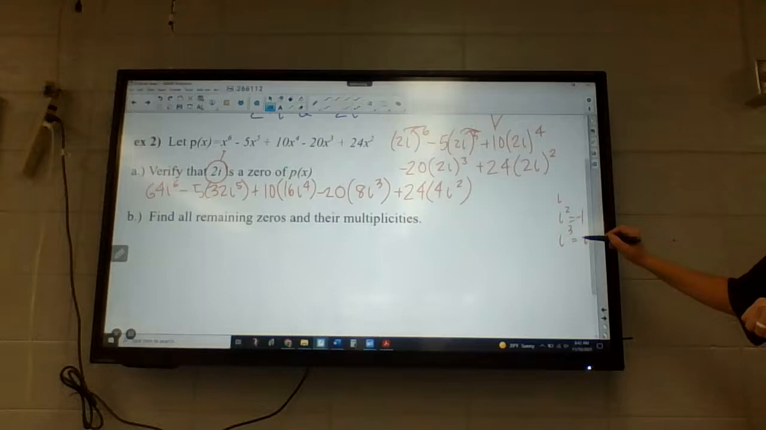So the 160 i's are going to cancel, right? And then we have 160 minus 64 minus 96, which equals 0. So 2i is a zero of p(x). All right, that was only part A.